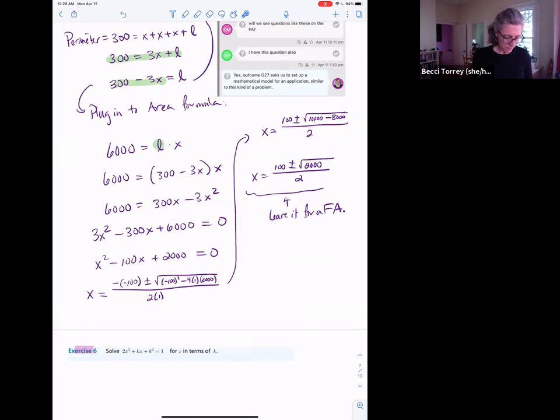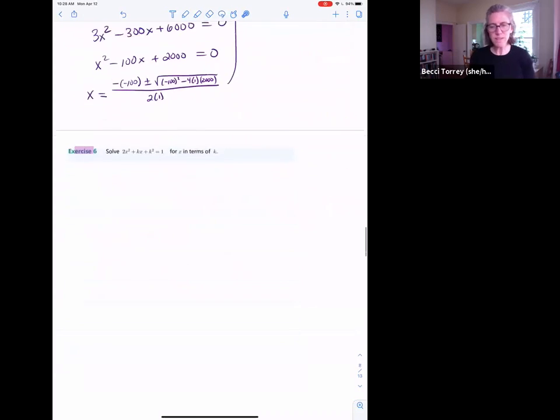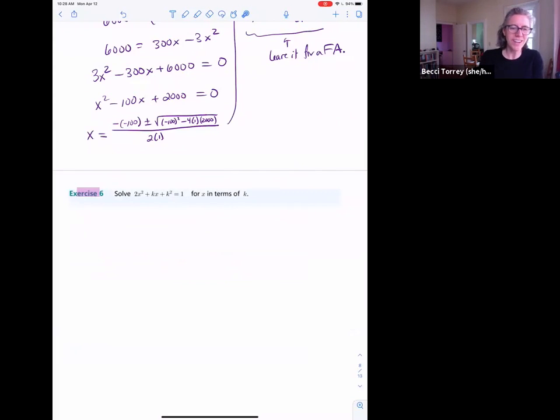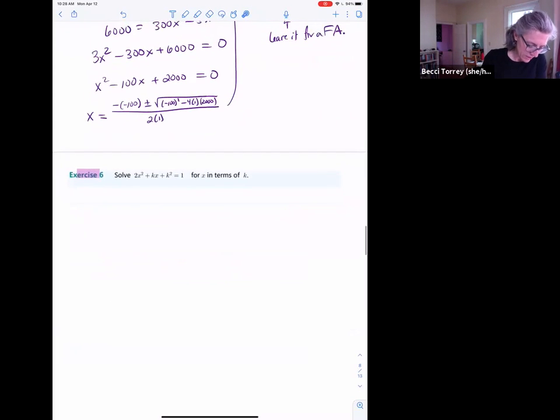Okay. We had a request to go over this example, which said solve 2x squared plus kx plus k squared equals 1 for x in terms of k. So this is about keeping track of everything. You can use the quadratic formula on this also. And we have to pay attention to what's a constant. So k is just some constant. X is the variable that we're trying to solve for.